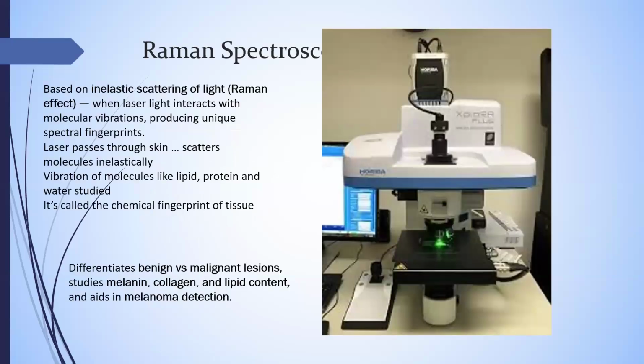And then we have Raman spectroscopy. This is based on inelastic scattering of light. We know the Raman effect, where the laser light interacts with molecular vibration, producing a unique spectral fingerprint. It's usually called the chemical fingerprint of the tissue. The vibration of molecules like lipid, protein, and water is studied. So this is very important in differentiating between benign and malignant lesions. All right, especially in melanoma, Raman spectroscopy is talked about. And I doubt if even two or three centers in India would have this Raman spectroscope in a hospital setup or a pathological lab setup.